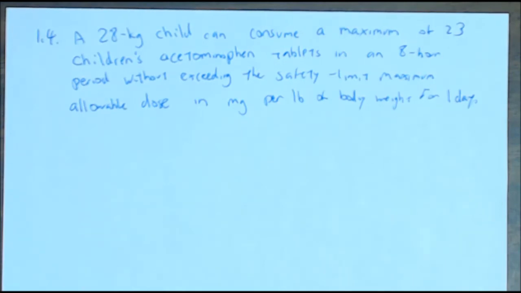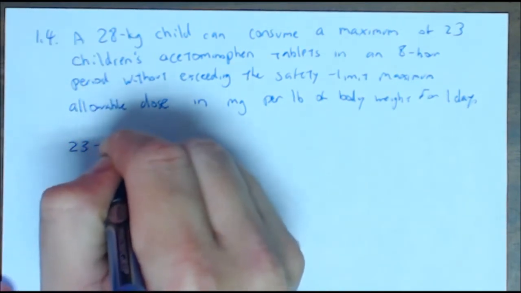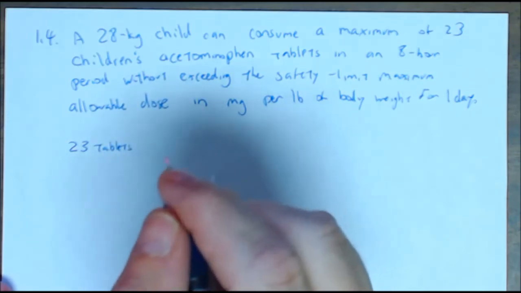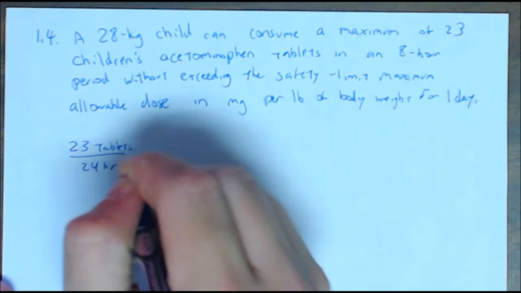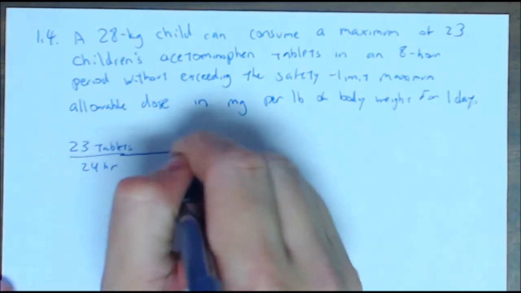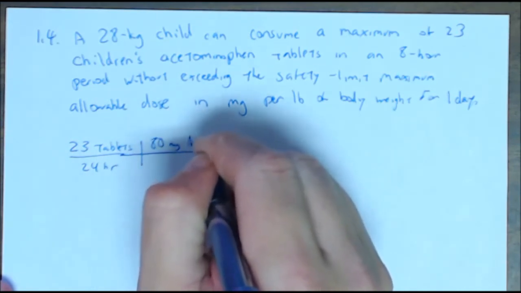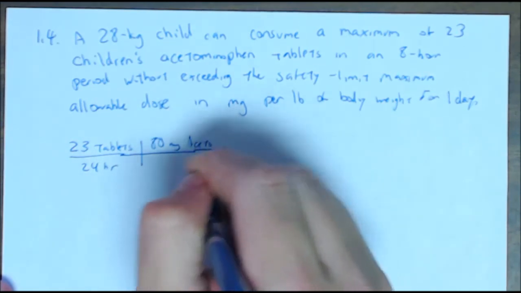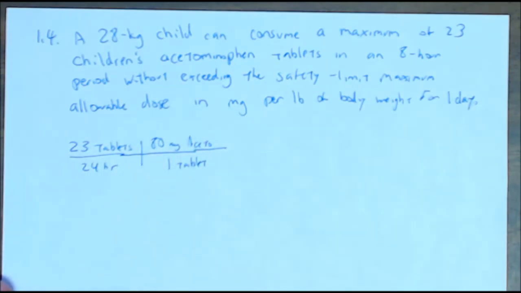So we have some information. We know that 23 tablets is maximum, so I'm going to write it down here. 23 tablets, okay, in a 24-hour period. I'll put 24-hour period here, okay. That's a maximum dosage, and I know that there's 80 milligrams of acetaminophen in every 1 tablet, okay.